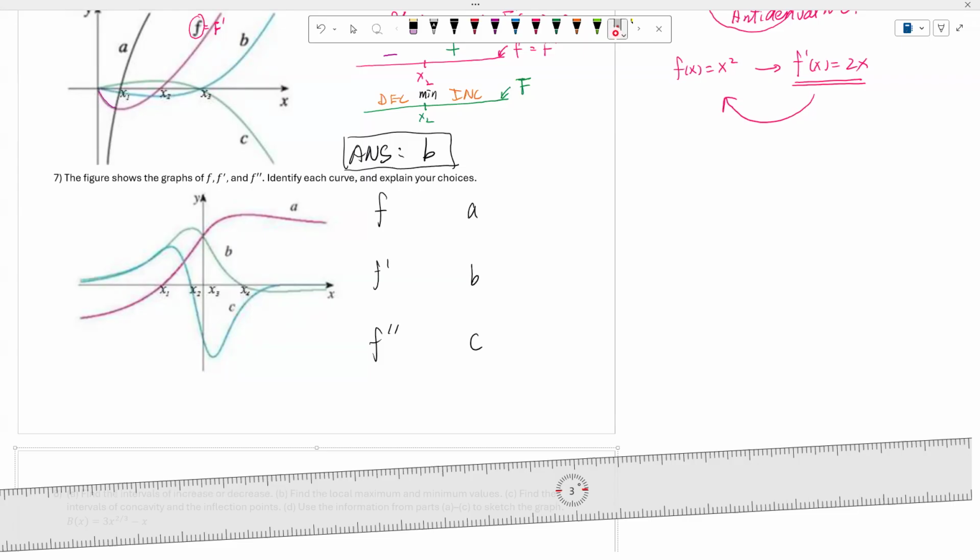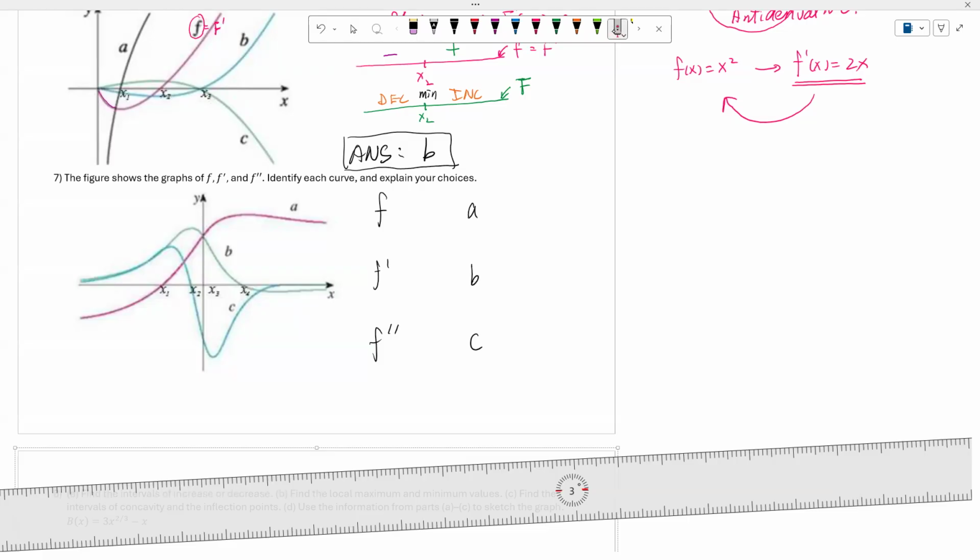Then let's try B. For B, we have a local maximum at x sub 2. And in this one, it is increasing, meaning the derivative must be above the x-axis. So it seems that if B is F, then C is F prime. But we know that we don't have the derivative of C, so that means B is not the F function.